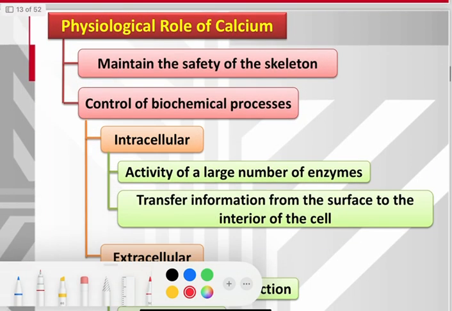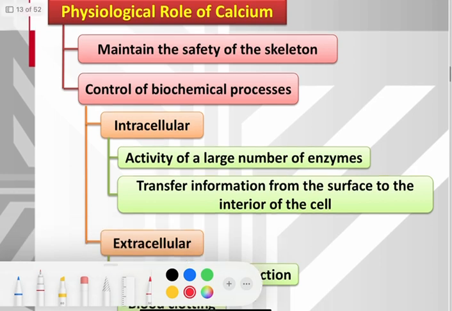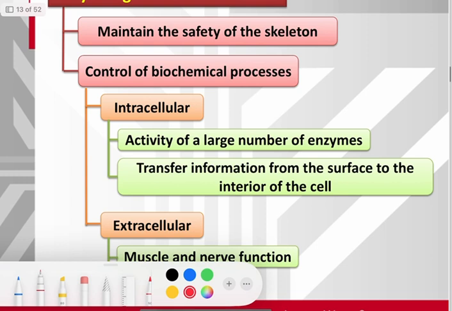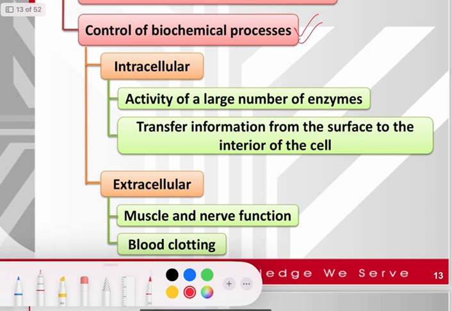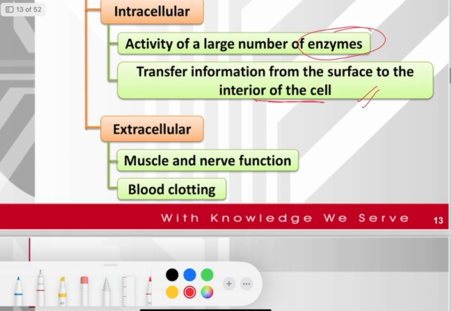So what is the physiological role of calcium? It maintains the integrity of the skeleton, controls biochemical processes, whether intracellular activity of a large number of enzymes, or transfer of information from the surface to the interior of the cell. That's why calcium is very important for extracellular purposes like muscle and nerve function and blood clotting.